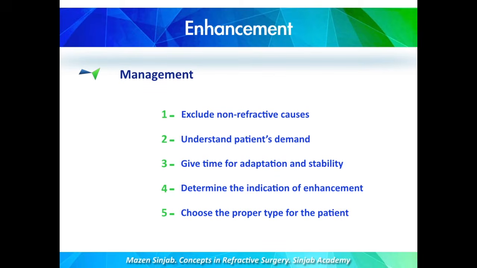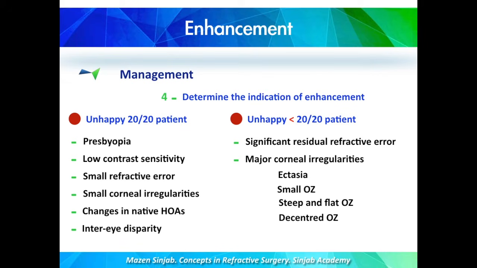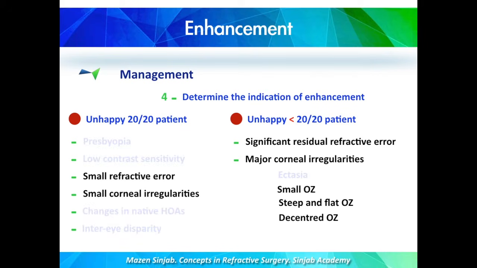Number 4, determine the indication for enhancement. Usually, if we give enough time for the patient to adapt, we will find that the indications are small refractive error, small corneal irregularities, significant residual refractive error, and major corneal irregularities.